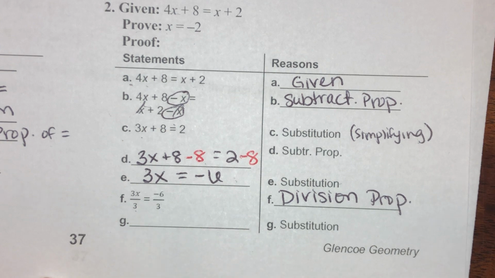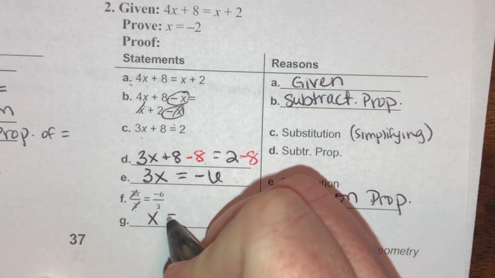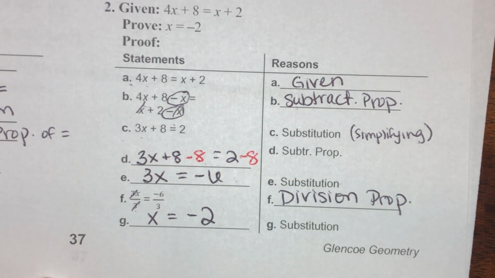And then I showed I was going to do it, so in the next step I actually have to do it. The 3's go away, and I'm left with x equals -6 divided by 3 is -2. And that act of simplifying is substitution.